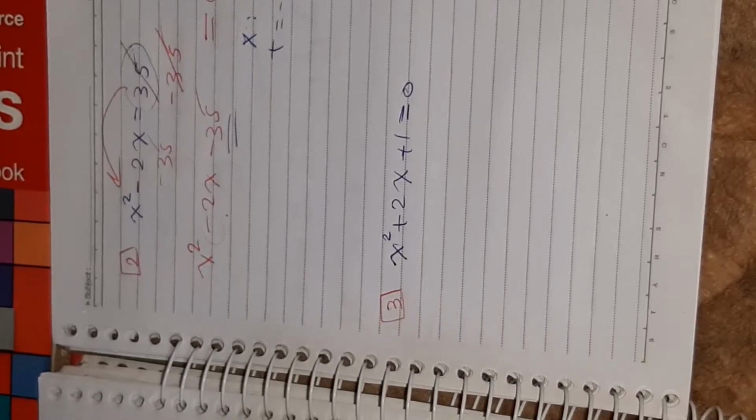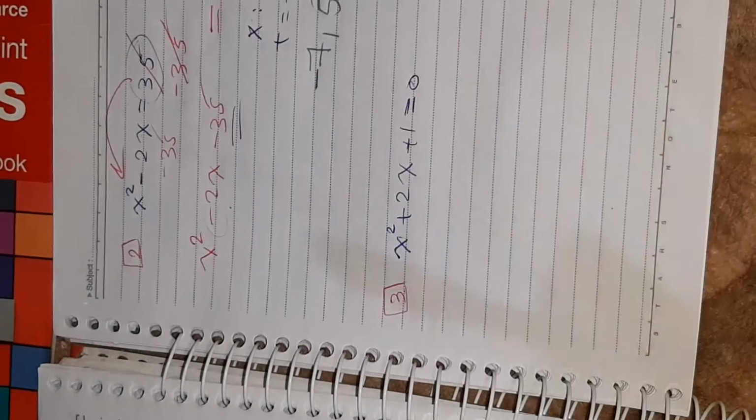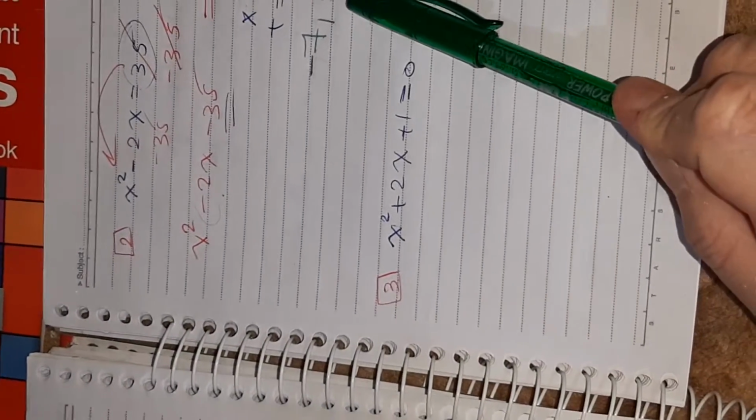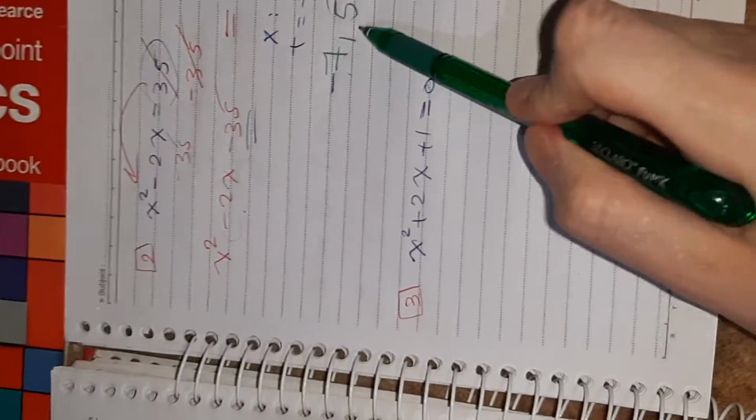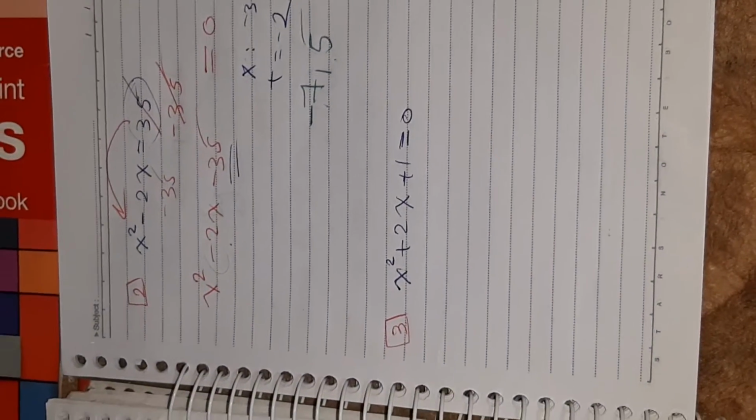Try -7 and 5. Why? -7 times 5 is -35, done. -7 plus 5 is -2, done. Now factorize.